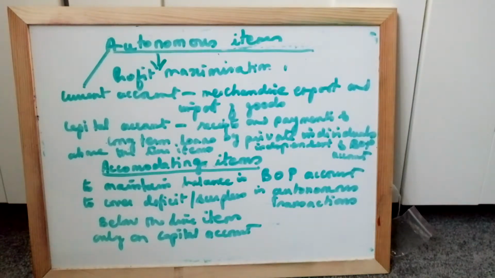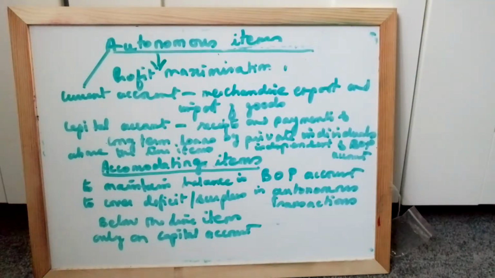Now we'll see what are autonomous items and accommodating items. The transactions recorded in the balance of payments accounts can be categorized as autonomous transactions and accommodating transactions. Autonomous transactions are the transactions which take place due to some economic motives such as profit maximization, and they are known as above line items.